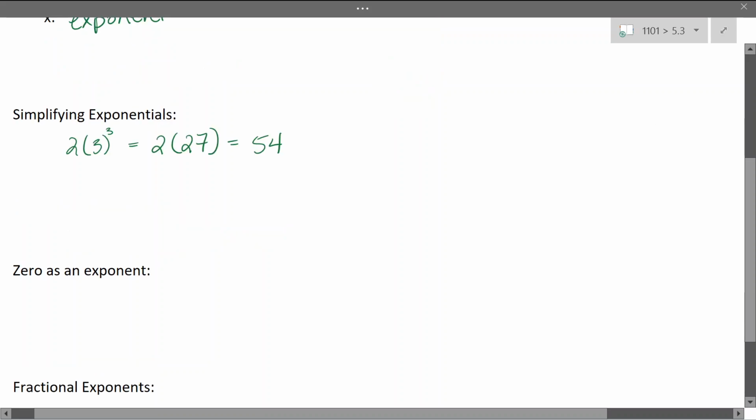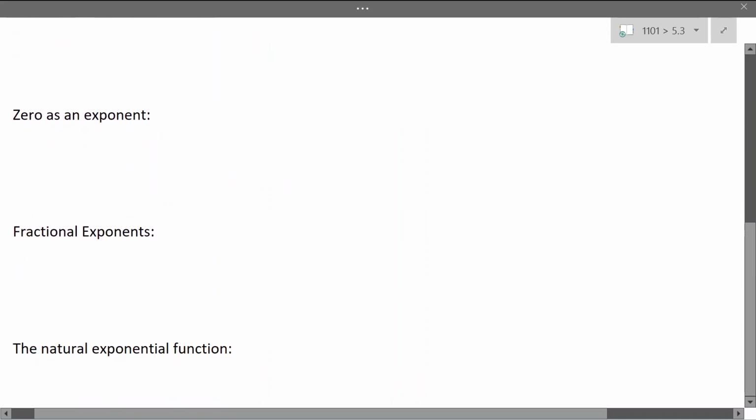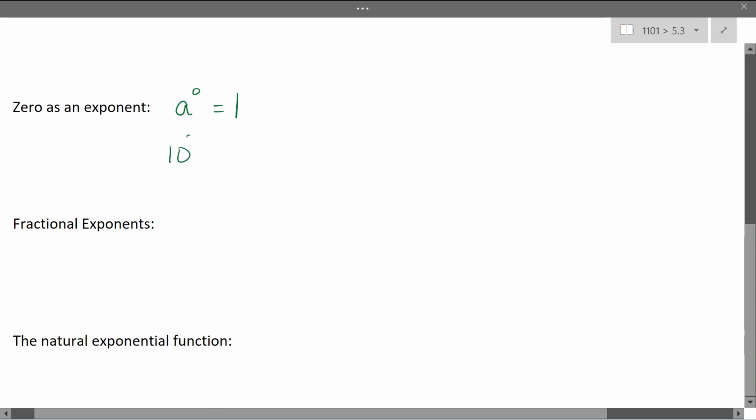Next, let's talk about an interesting case. What happens if you have 0 as your exponent? So if you have, say, a to the 0, that's going to be 1. Anything to the 0 power is 1. So if I have 10 to the 0 power, that's 1.